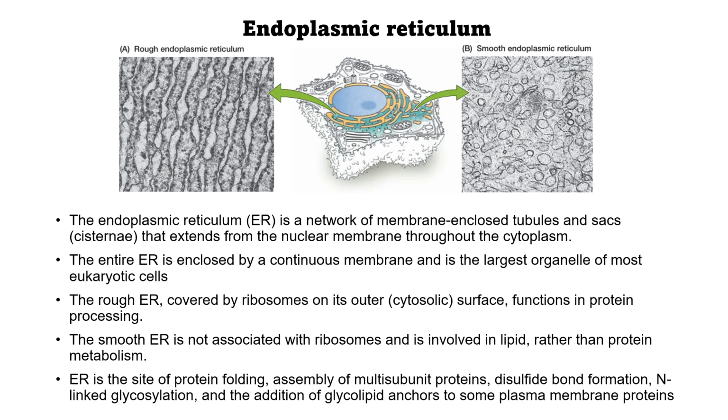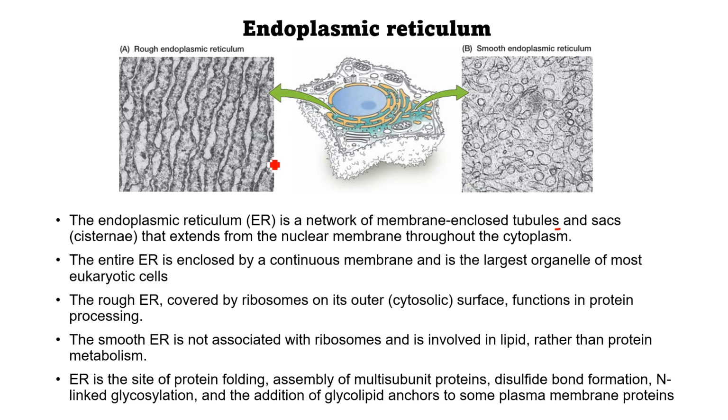Now, the endoplasmic reticulum. The endoplasmic reticulum is membranous and covers a very large portion of the cell. The membrane of the endoplasmic reticulum covers the entire cell, and it is a network of membrane-enclosed tubules and sacs that extends from the nuclear membrane throughout the cytoplasm.